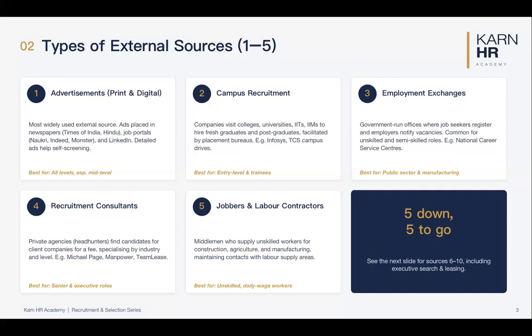Now we will talk about advertisements, which include both print and digital advertisements. It is the most widely used external source, because ads are placed in newspapers like Times of India, The Hindu, and job portals like Naukri and LinkedIn, and detailed ads help self-screening. So organizations advertise job vacancies through newspapers, magazines, websites, television, and digital platforms.